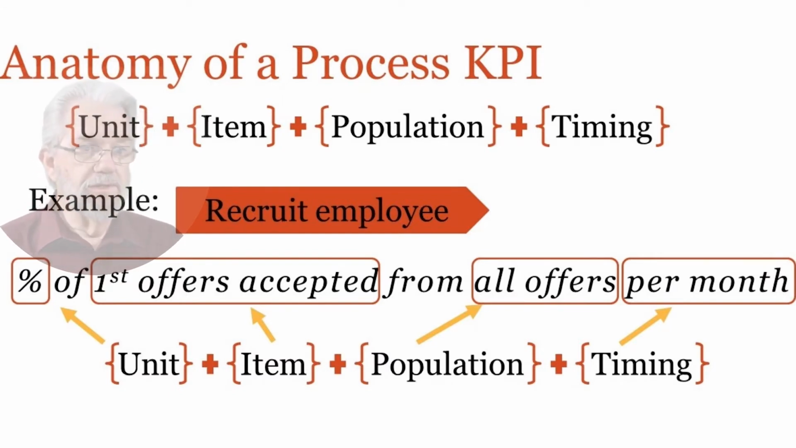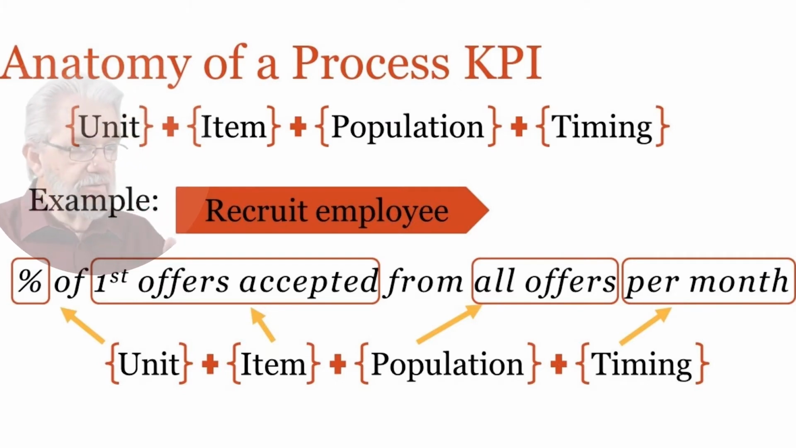And we're measuring here, in this case, from all offers. So it's the percentage of those accepted of all offers. Now, we could have measured something different. We could have measured this by different demographics or different roles or whatever. But for this particular KPI, we're measuring out of all offers, and we're doing it per month. Again, it could have been per quarter or per year or per week or whatever we might want to do. But we're quite specific here about the timing.